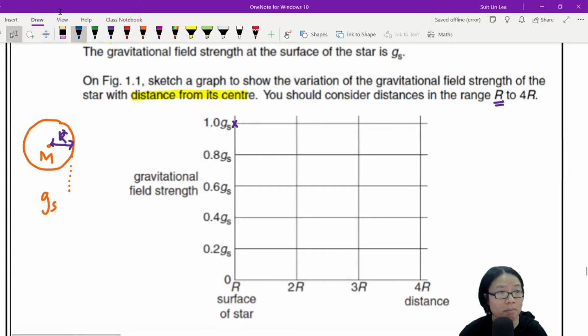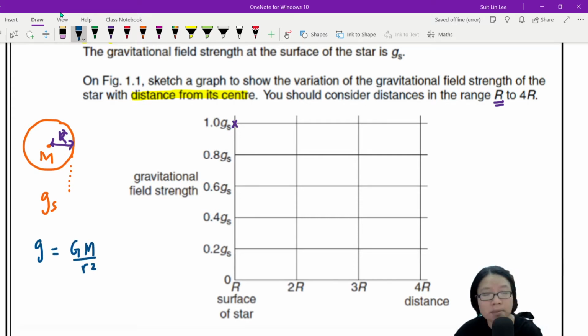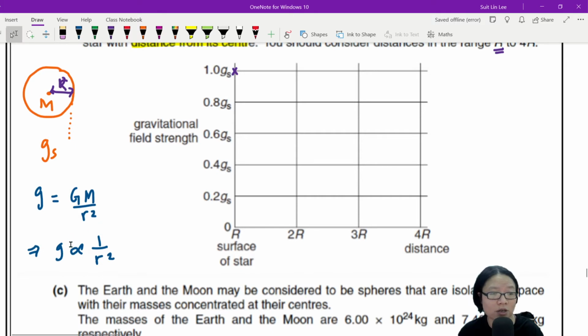So it's time to do some maths. Let's think about gravitational field strength. The equation of gravitational field strength is g equals GM over r squared. Your r is the one that is changing. The mass of the star is fairly constant. So g is proportional to 1 over r squared. This means when your radius times 2, your gravity will become less. I will write down that working for you if you need it.